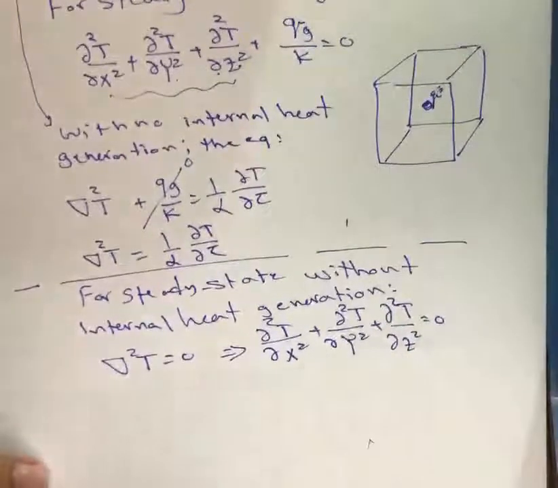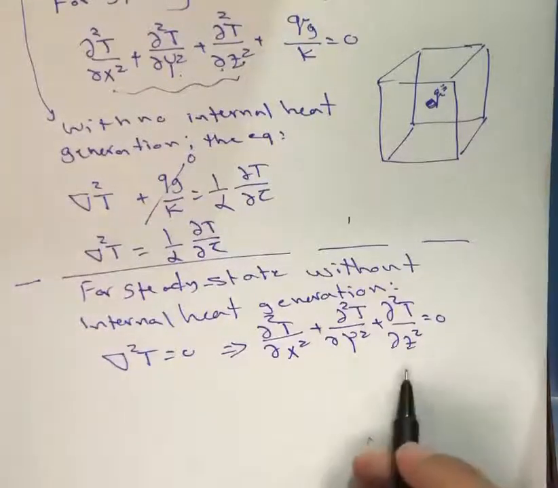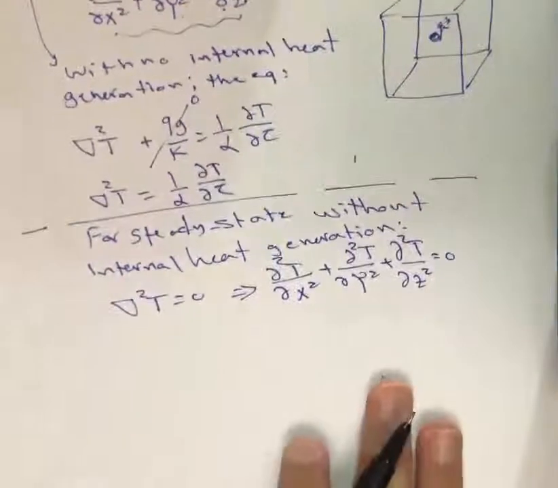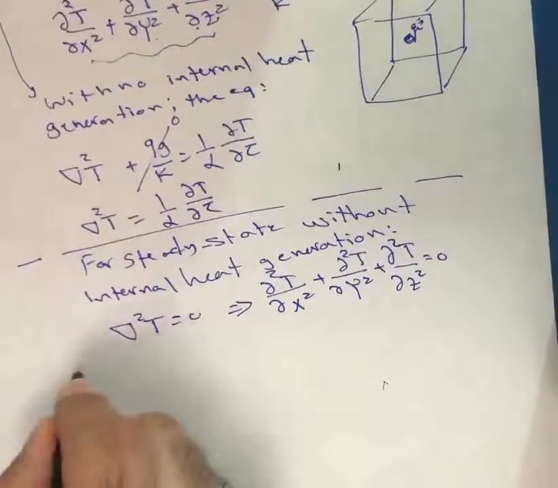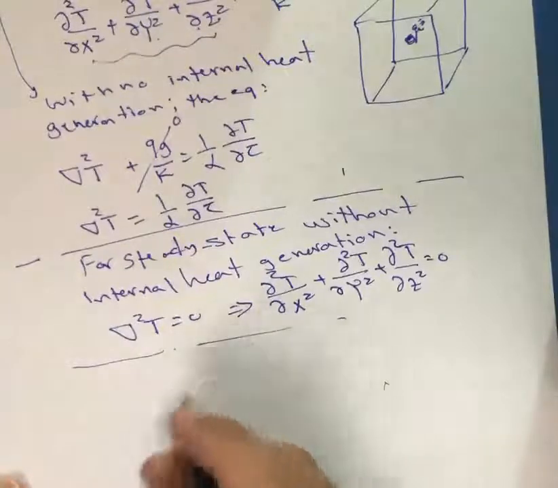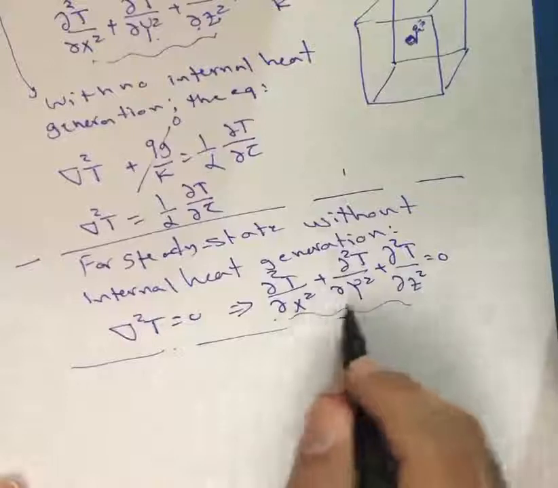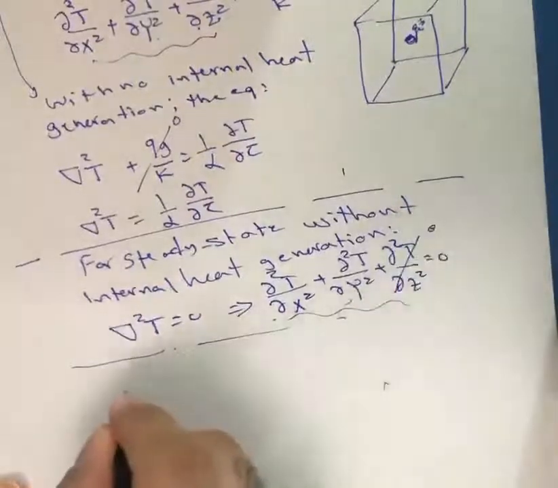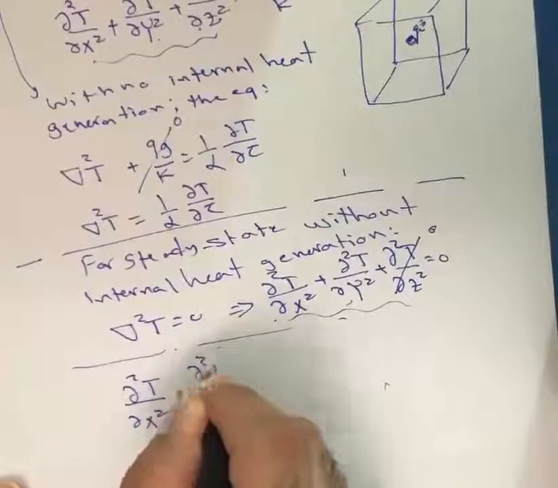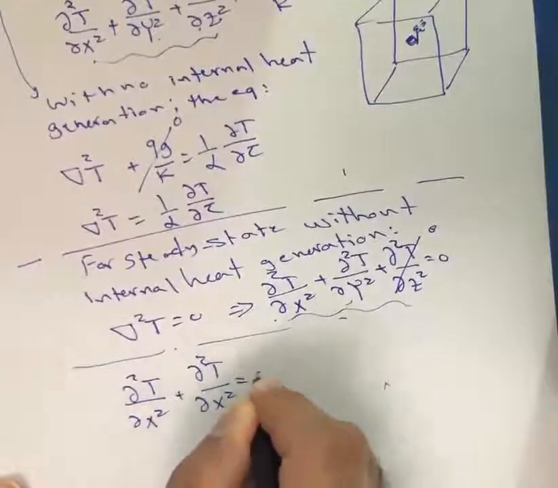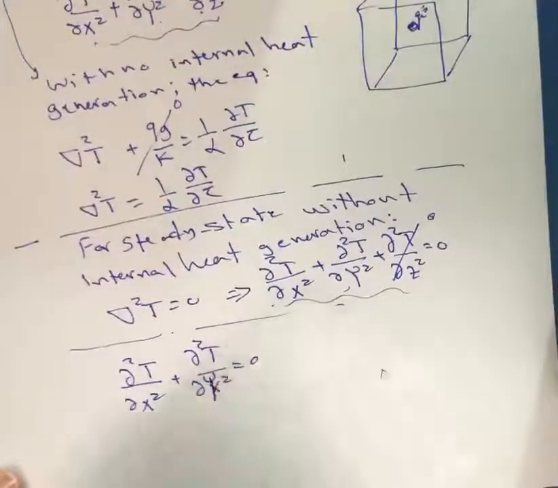This is called the heat conduction equation in three dimensions, which is known as the Laplace equation. For example, for a steady state in two dimensions, x and y, the z term will be 0. In this way, we will have ∂²T/∂x² + ∂²T/∂y² = 0, this equation also known as the Laplace equation. Sorry, this is y.